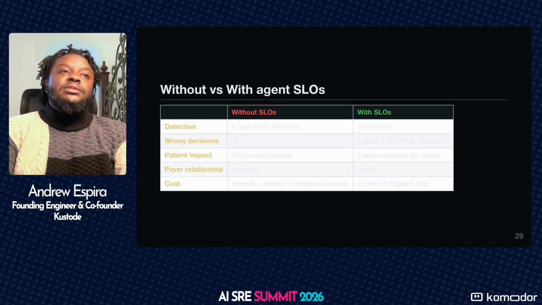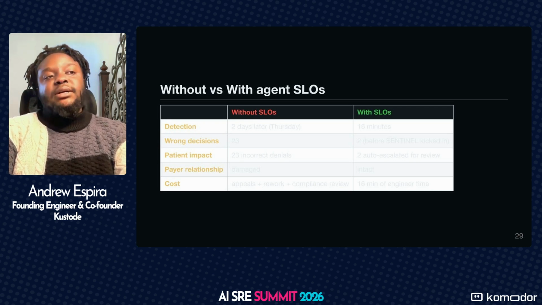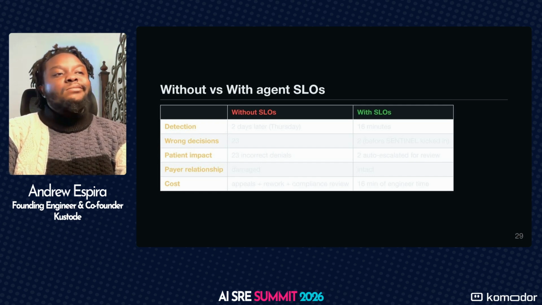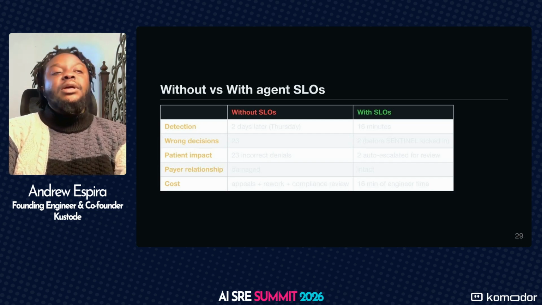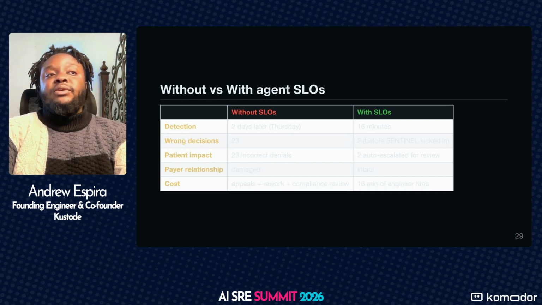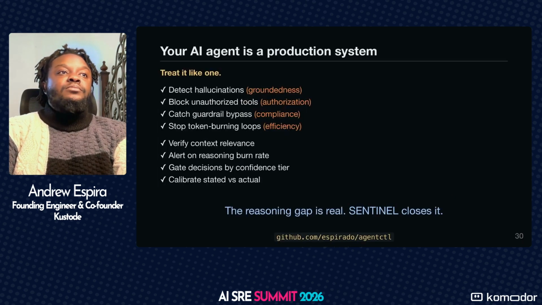So without SLOs, the wrong decision gets made. You have the impact on the business side, where you get a lot of denials in claims, and the cost of resubmission of the claims is much bigger than the cost of just doing the initial claim submission. So it's better to build an efficient process that allows you to catch all these errors before submission.